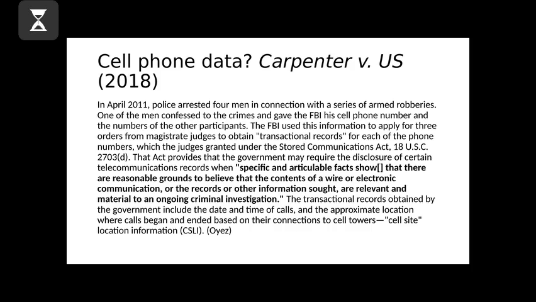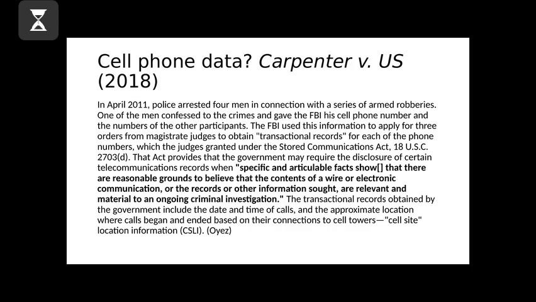So the court has ruled on the use of cell phone data. They did in 2018 in Carpenter versus United States. Your book doesn't really talk about this, so I'm just going to give you a quick rundown. In April 2011, police arrested 4 men in connection with a series of armed robberies. One of the men confessed to the crimes and gave the FBI his cell phone number and the numbers of the other participants. The FBI used this information to apply for 3 orders from magistrate judges to obtain, and I quote, transactional records for each of the phone numbers, which the judges granted under the Stored Communications Act.